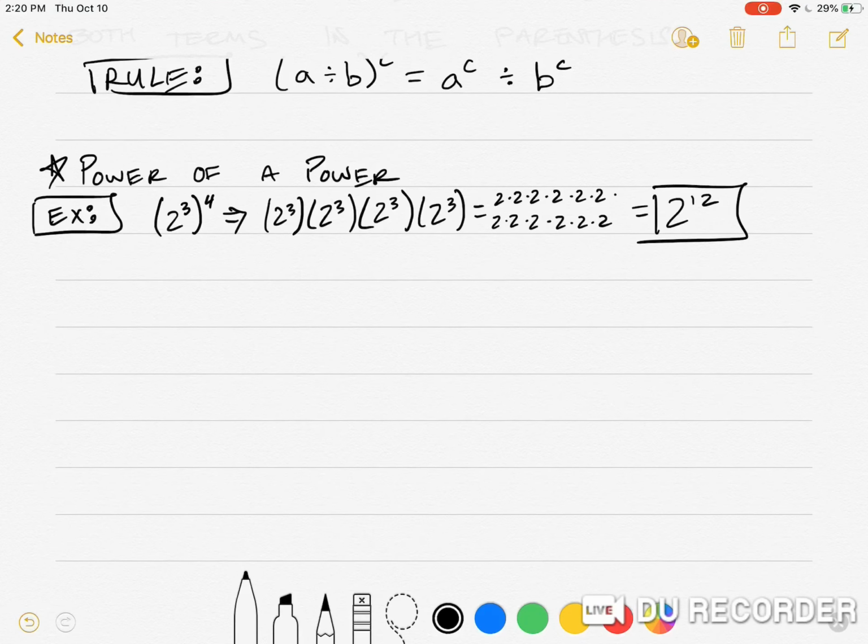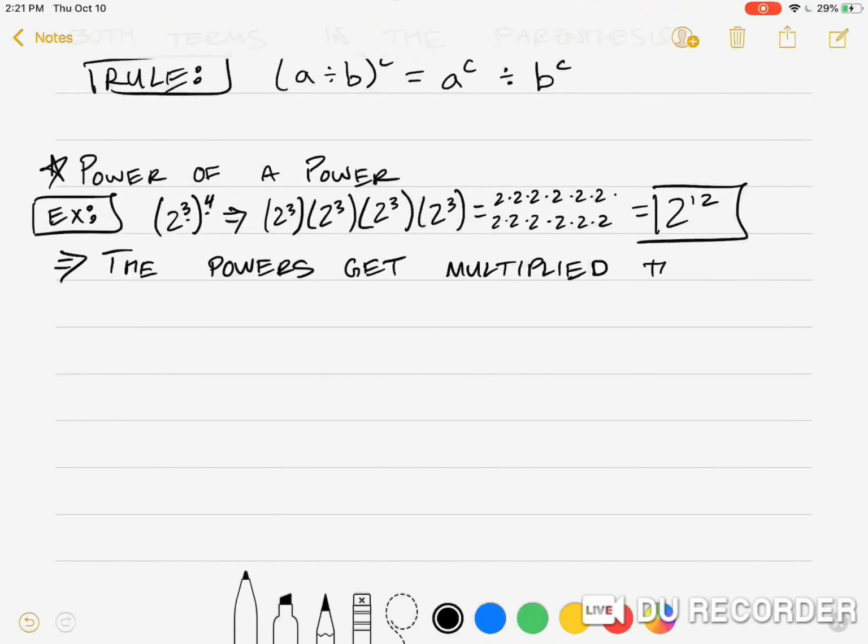Okay? So the difference with this rule is that really we just did 3 times 4. We did not add the powers like the multiplication power of exponents. We really multiplied them. So with this rule, the powers get multiplied together. And, oops, looks like my pen just died on us. So I'll pause the video real quick and finish.